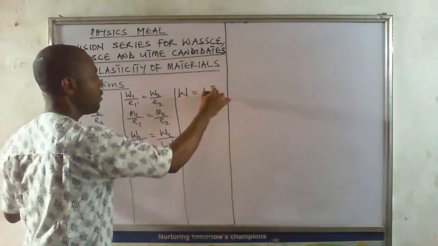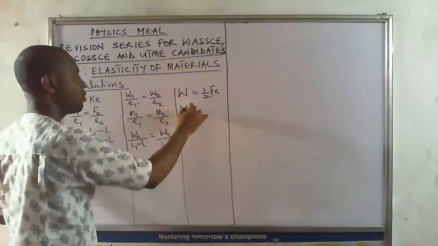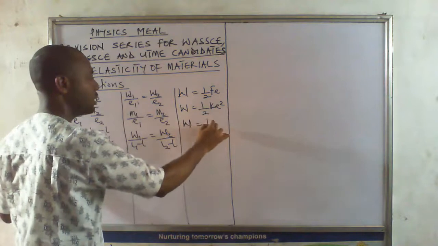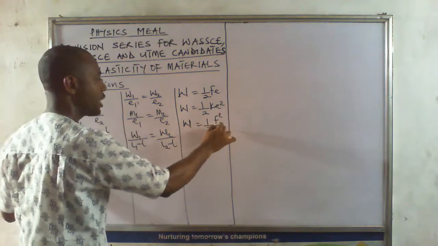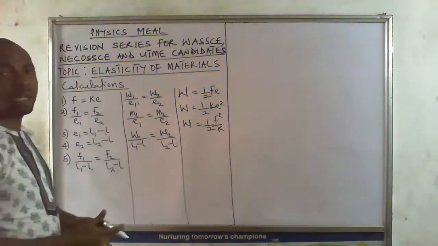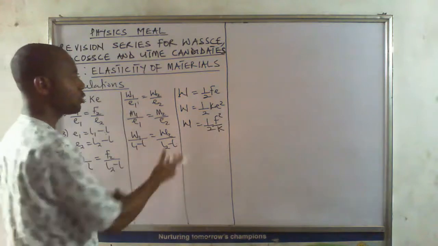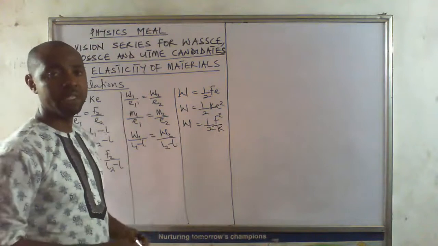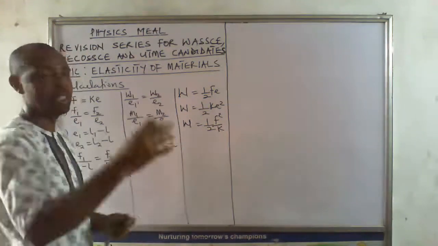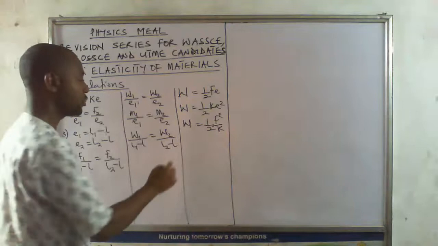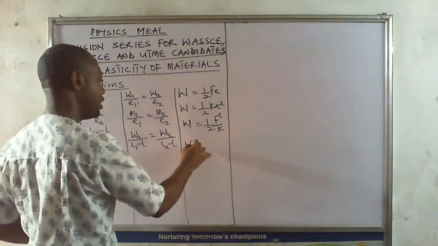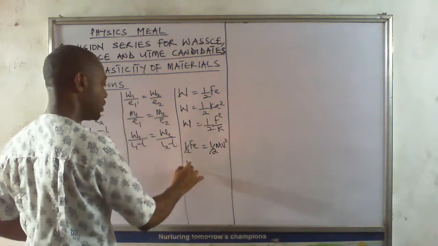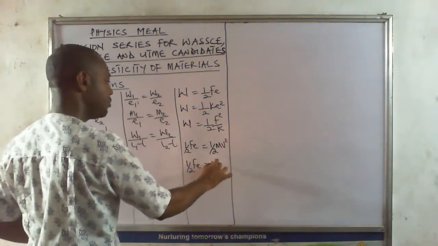So it's half Fe. We also arrived at work done equals half Ke squared. We also said that work done is half F squared over K. Then we arrived at other expressions when we said that the work done is equal to the elastic potential energy and also equal to the kinetic energy in case motion is involved. So we saw that half Fe is equal to half mv squared. We also said that half Fe is mgh.